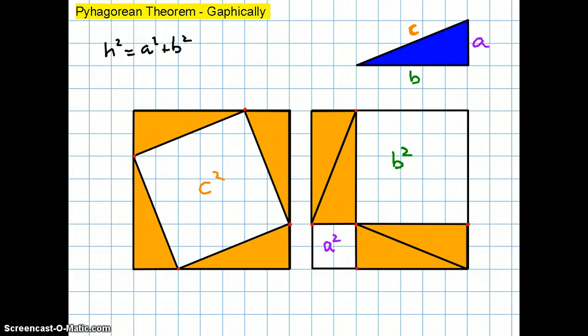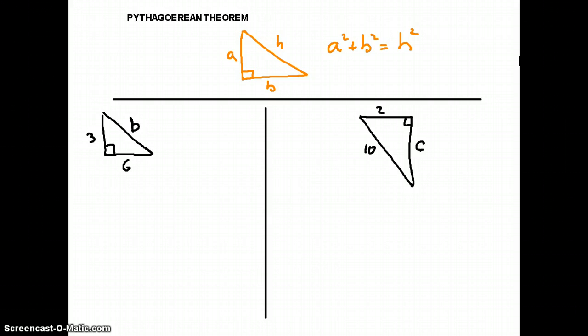It's kind of cool. So how do we use this? Well, we have that a squared plus b squared is equal to h squared. How do I solve for sides? Well, it's going to be fairly straightforward. And let me just change to blue. I always have to figure out which one's my hypotenuse, because that's going to be my h squared, equals a squared plus b squared.